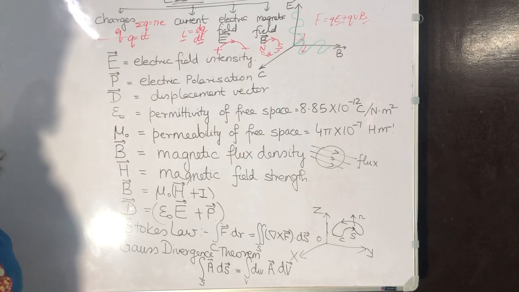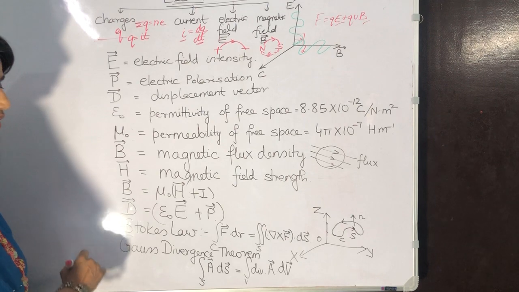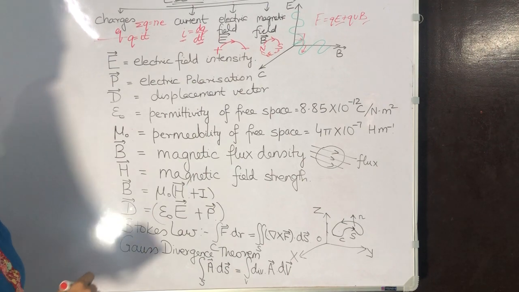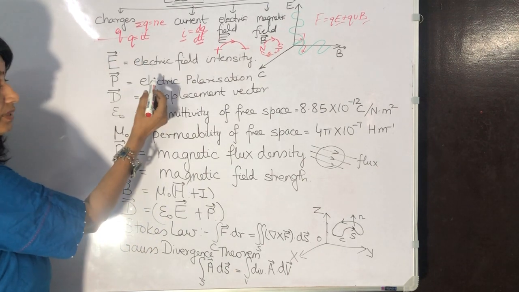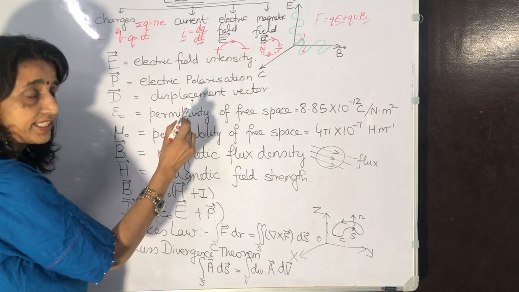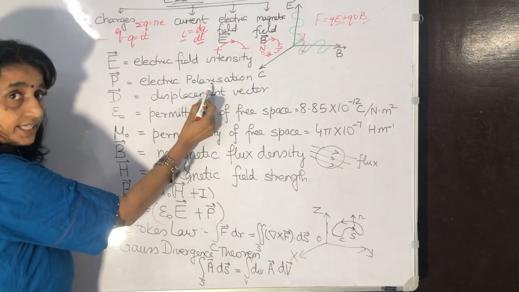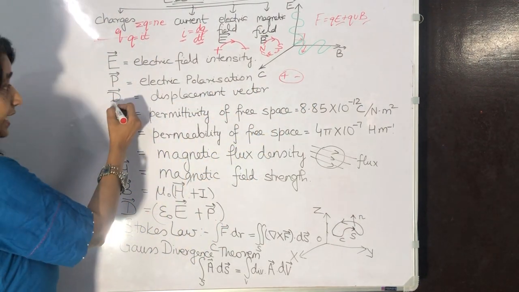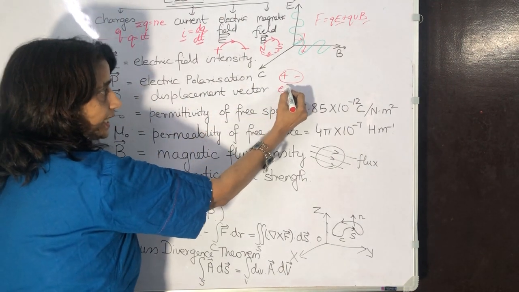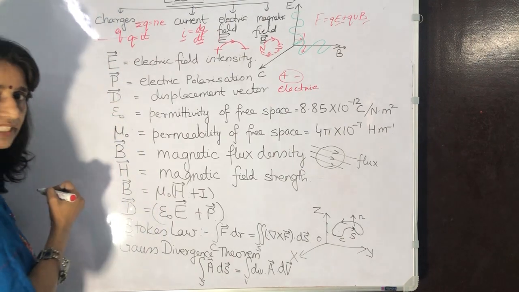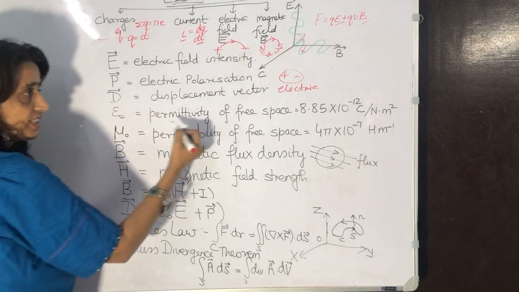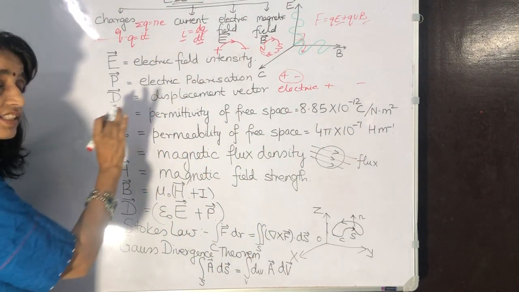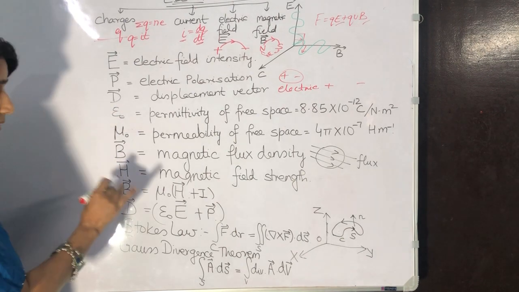Let us first familiarize ourselves with symbols, because there are lots of derivations involved in EMT and you should know the meaning of each symbol. E, the vector symbol, means electric field intensity. P is electric polarization. We will use this when we say that charges are polarized. D is the displacement vector, or the electric displacement vector. This comes when the charges get displaced because of the electric field. This is not current, this is just known as the electric displacement vector.